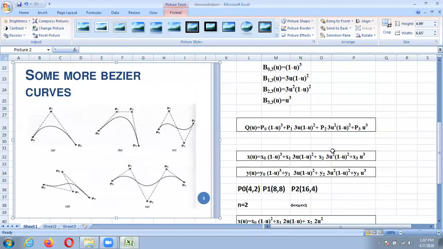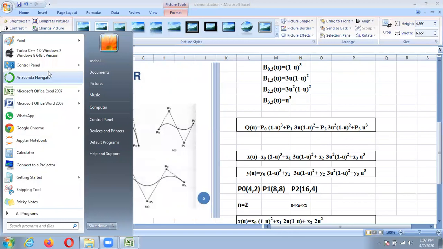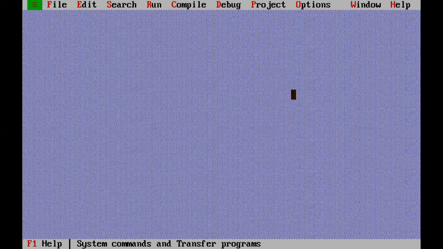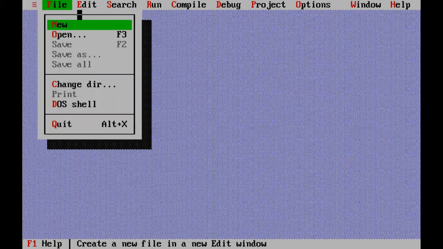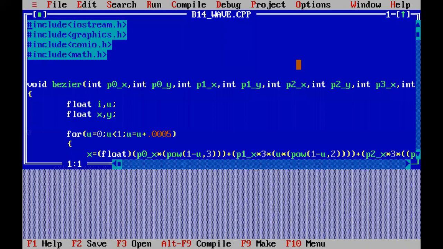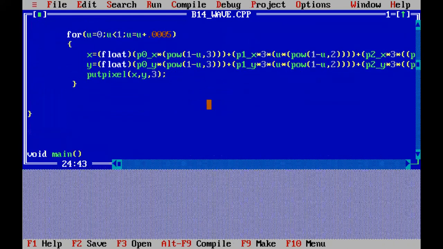So we'll see our next practical, that is to write a C++ program to draw a sine wave by using Bezier curve. So we'll see that. Okay, so here I have written this code. It is very easy.